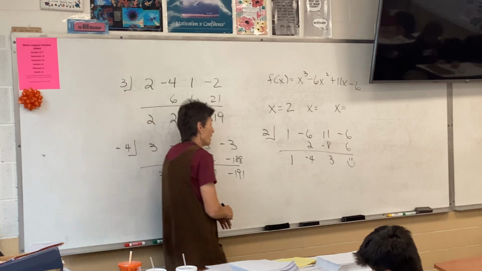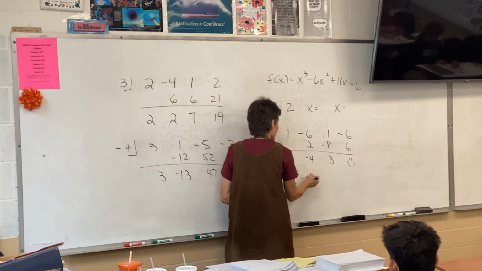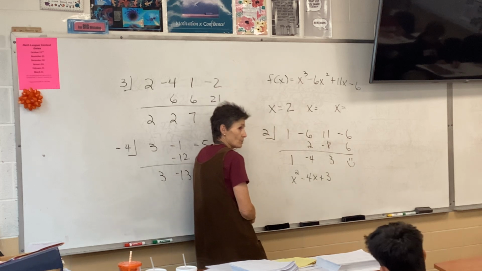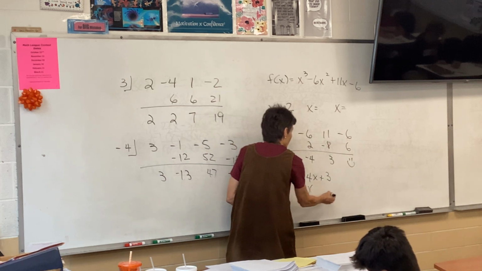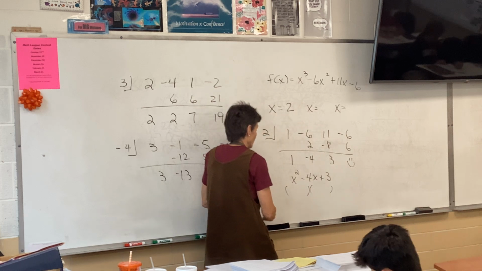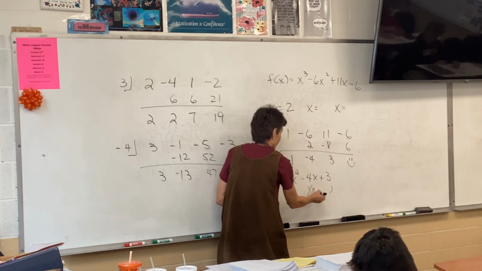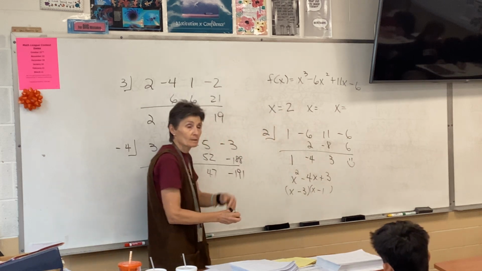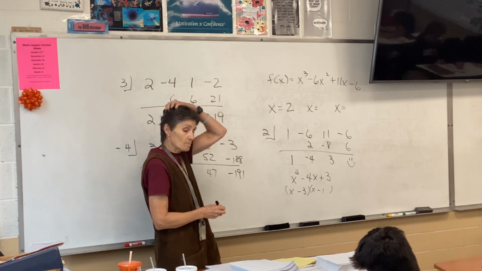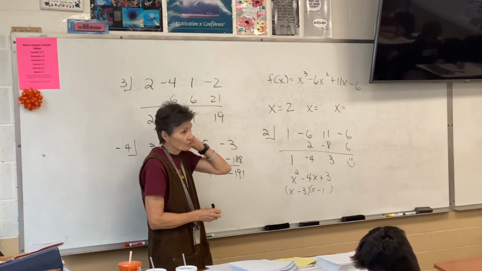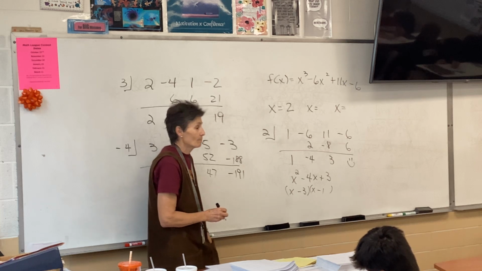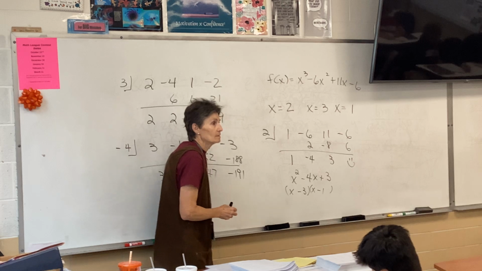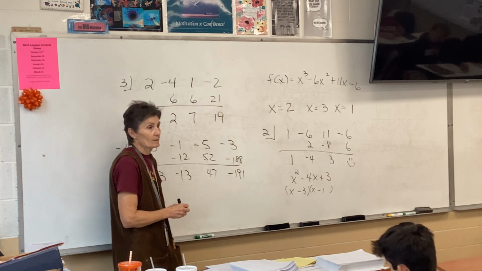And then what I'll have left is x squared minus 4x plus 3, which factors as x minus 3 times x minus 1, which means what will be my other 2 answers? 3 and 1. Wasn't that easy? Very easy.